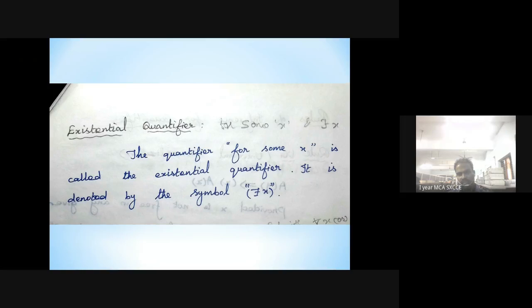Next, existential quantifier. Existential quantifier means the quantifier for some, for some x சொல்றோம்ல. அதான் existential quantifier. It is denoted by the symbol there exists. Capital E இருக்குல்ல, அதோட மிரர் இமேஜ் தான் அது. ஜஸ்ட் அதோட மிரர் இமேஜ் நீங்கள் பார்த்தீங்கன்னா இந்த மாதிரி இருக்கும். So mirror image போட்டீங்கன்னா there exists some, அதுதான் existential quantifier.